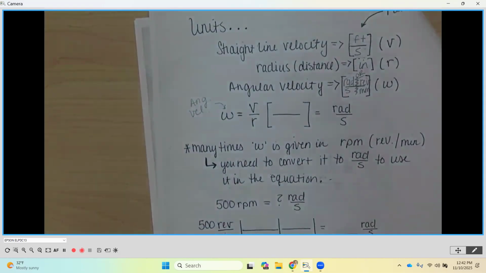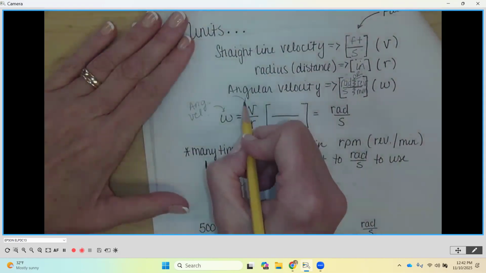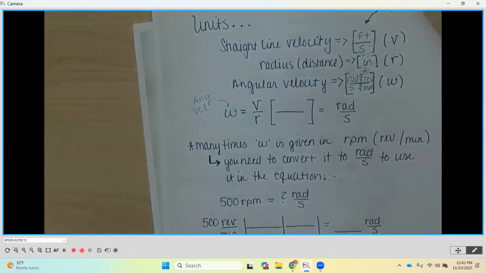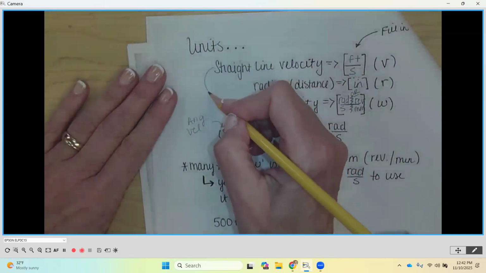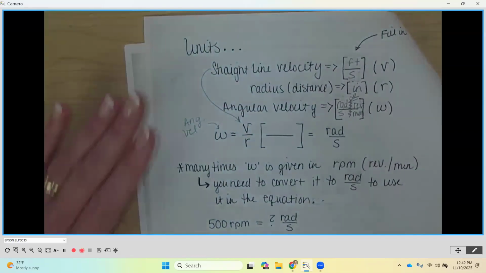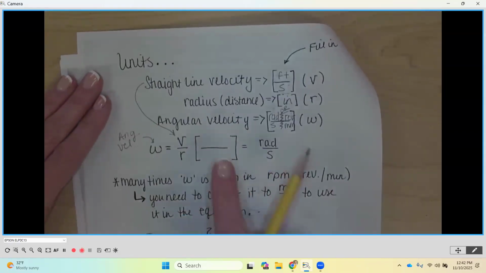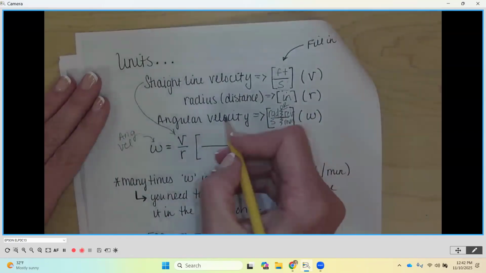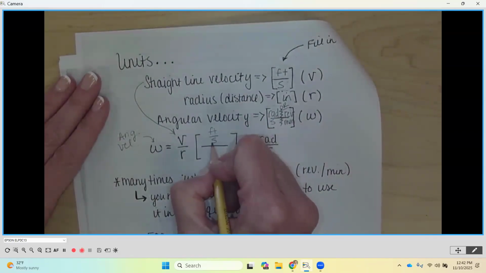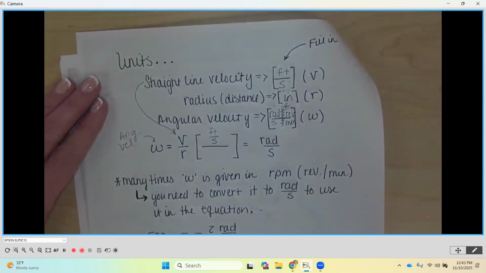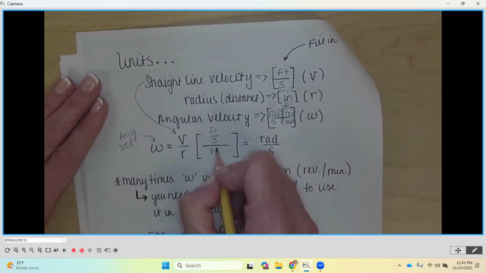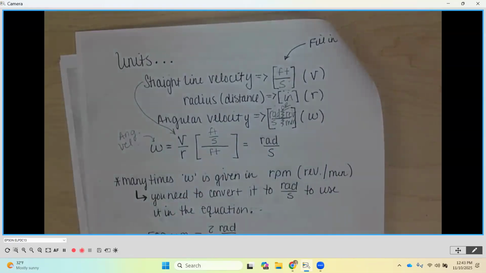Angular velocity is going to be equal to straight line velocity. That's what W is, straight line velocity, V, divided by the radius or the distance. So units for velocity, and we'll use units that are consistent, we're going to say feet per second, divided by feet. We're going to take the same units for our distance for radius as the same distance units in our velocity.